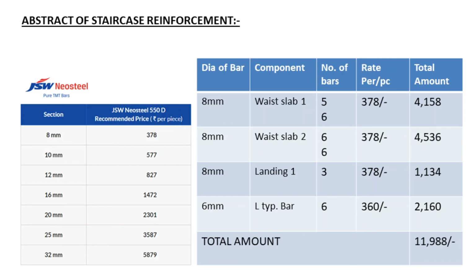You can see the rate chart of JSW TMT bar. Generally in government projects in Assam, we use JSW. You can relate the rate chart with my table, where I have given dia of bar, component, number of bars, and rate per piece. From here, you will get the total number of bars and total amount. But if you want to calculate the weight, there is a formula: d square upon 162 into total length, and you will get the weight.